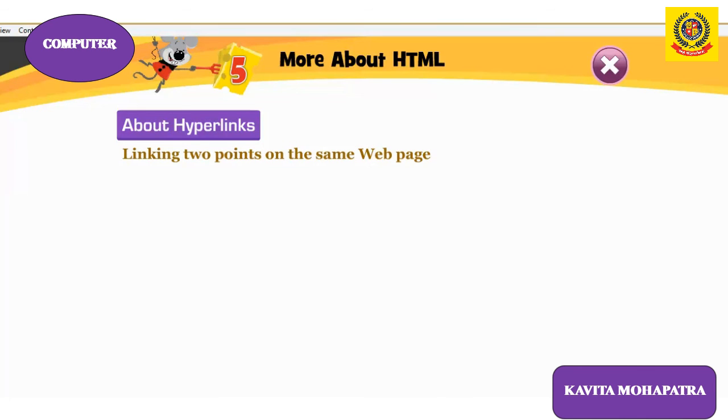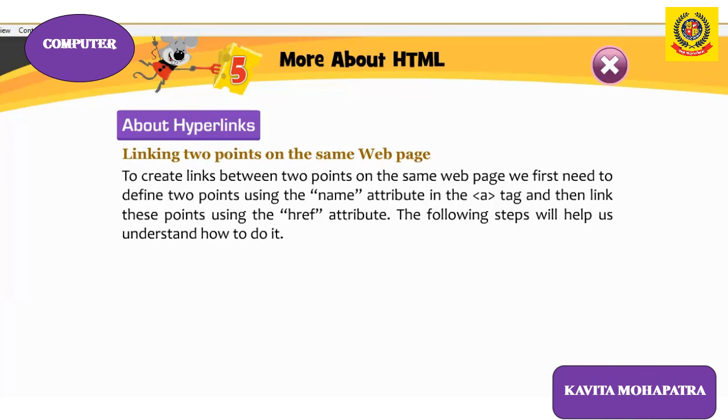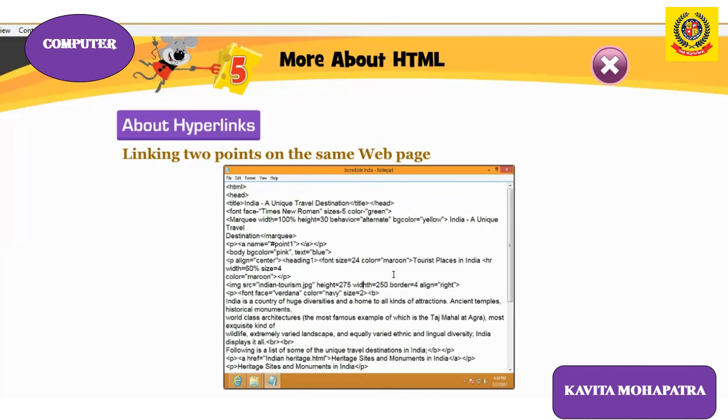Linking two points on the same web page. To create links between two points on the same web page, we first need to define two points using the name attribute in the a tag, then link these using the href attribute. So here, open the HTML file in Notepad. It is given in the book, so children, practice that one.